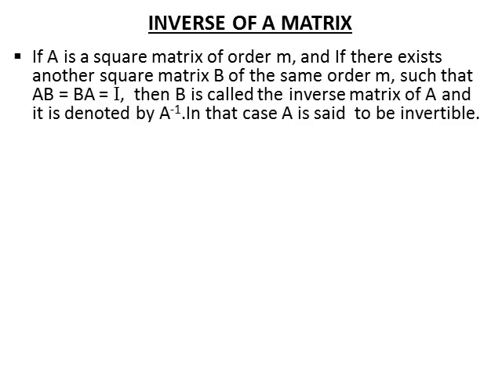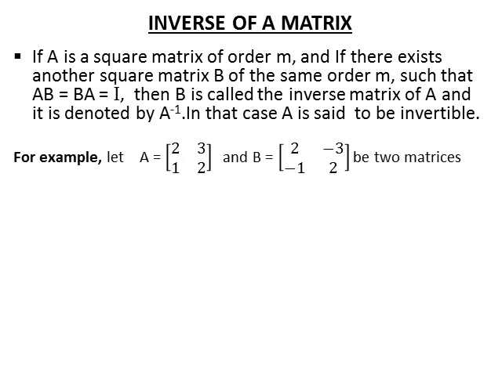Next is inverse of a matrix. If A is a square matrix of order M and if there exists another square matrix B of the same order M such that AB equals BA equals identity matrix I, then B is called the inverse matrix of A and it is denoted by the symbol as shown.